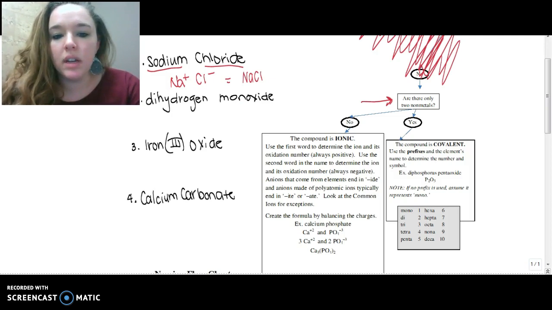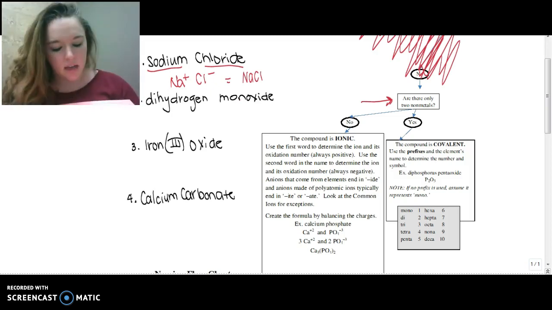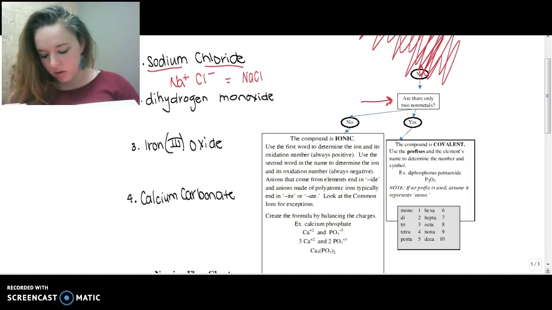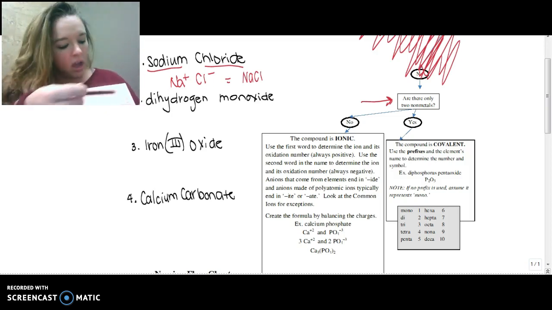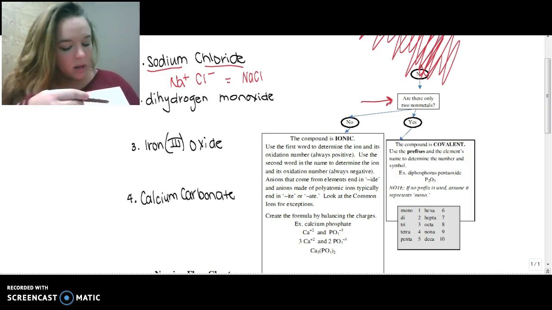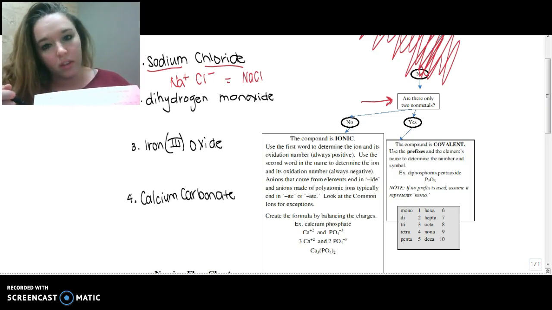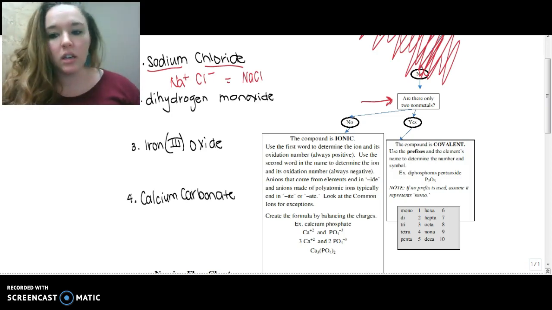So then the second one is dihydrogen monoxide. Are there only 2 nonmetals? What you want to be careful with here is that you have hydrogen, which is on the side of the periodic table with the metals, and you have oxygen or oxide over here. Even though hydrogen's over on the side with the metals, it's actually technically still going to be a nonmetal. So this does in fact have 2 nonmetals, and you're going to take a look here.